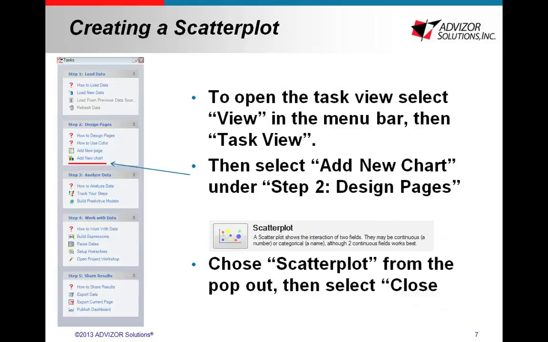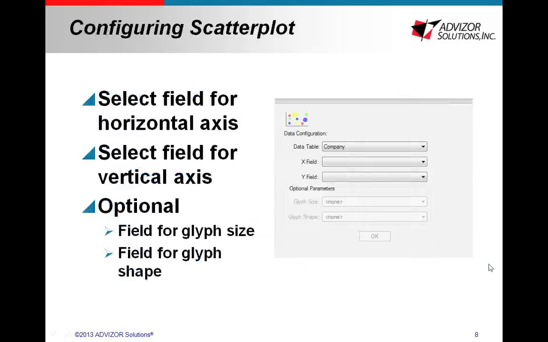So now let's move a little more into the authoring part for a second on how to create this. To create the scatter plot, we're going to display the task view, in case it's not open in the software. We do that by going to the menu bar up top and selecting view and then task view. That's going to open the task view on our left side. And then we want to do add new chart. This is going to bring up a pop-up screen with all the different charts. In there we want to select the scatter plot, and then close.